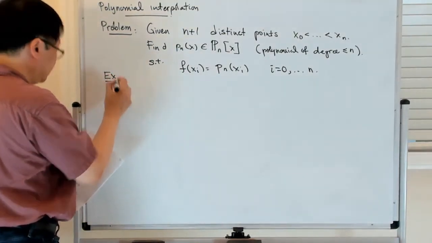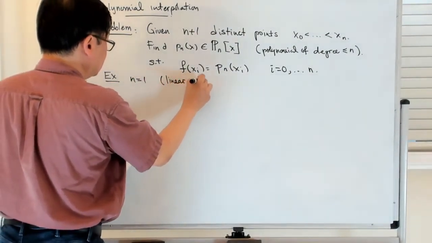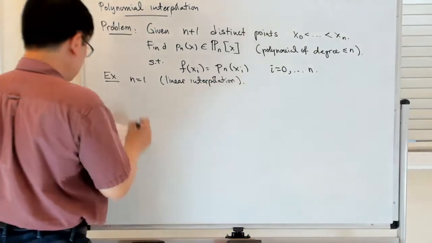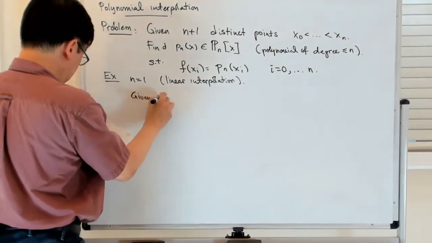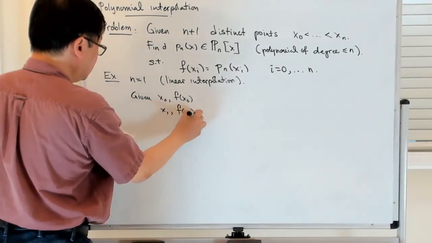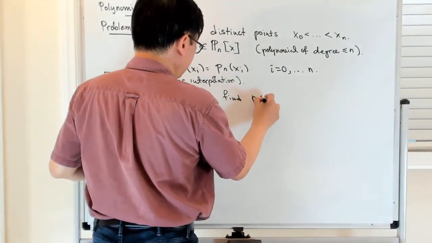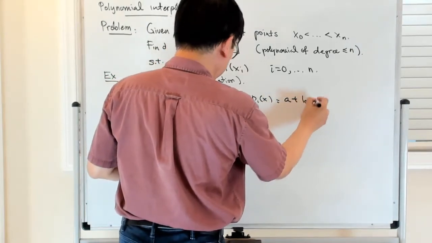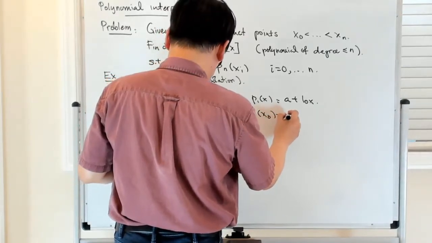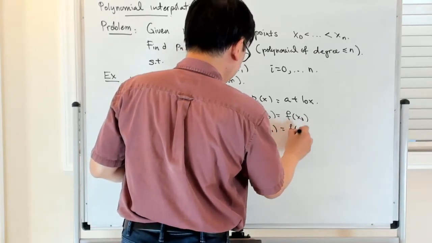Okay, so let's look at an example. n equals 1, so this is linear interpolation. I'm given x0, f at x0, and x1, f at x1. And I want to find p1 of x, which is a plus bx, with the property that p1 of x0 is f at x0, and p1 at x1 is f at x1.